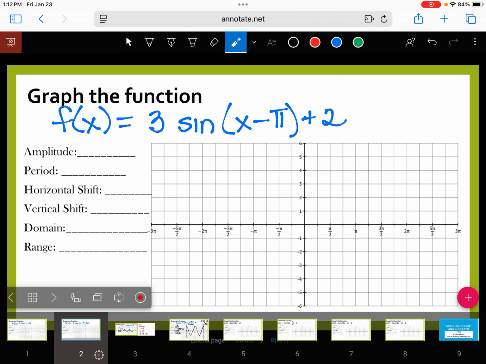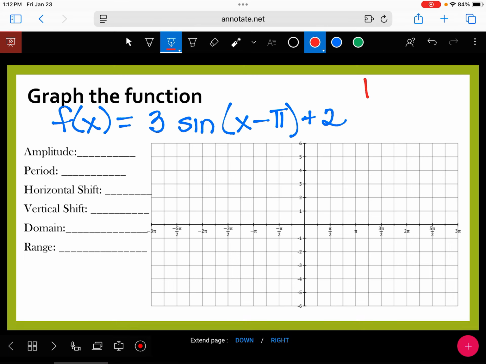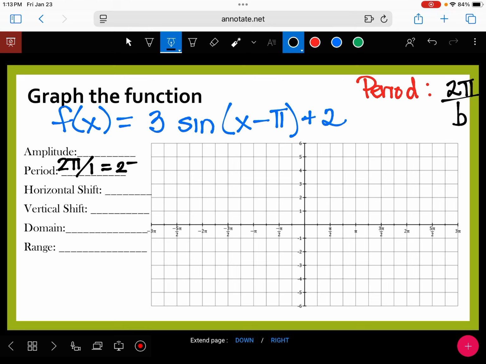Wait, how do you know the period again? So the formula for period is 2 pi over b. B is the number in front of x. That's where b is. So in this example, what's the number in front of x? 1. So to find my period, I'm taking 2 pi divided by 1, which is just still 2 pi.